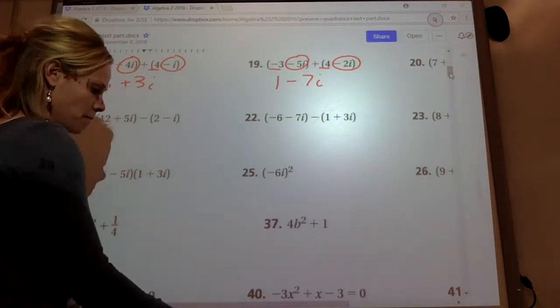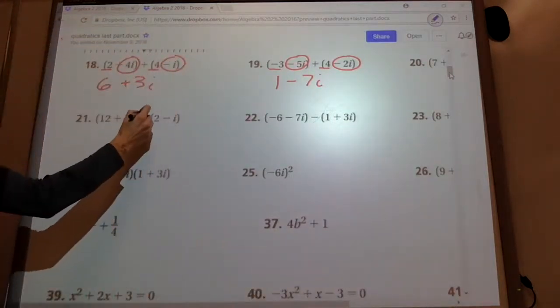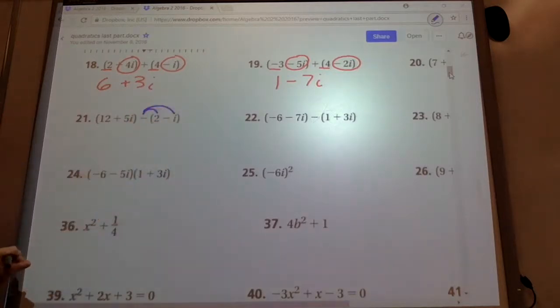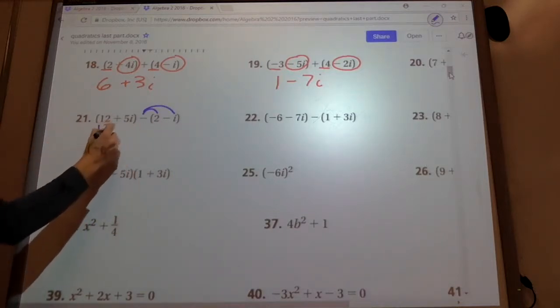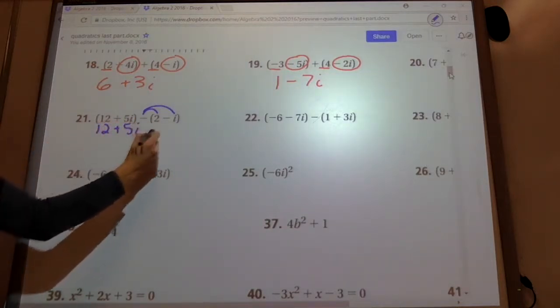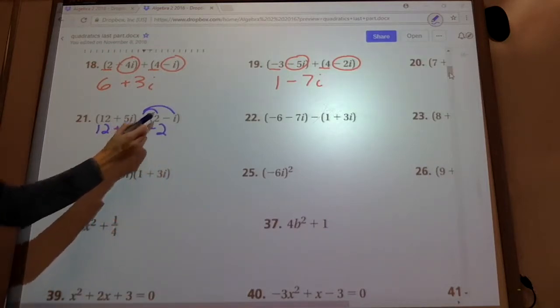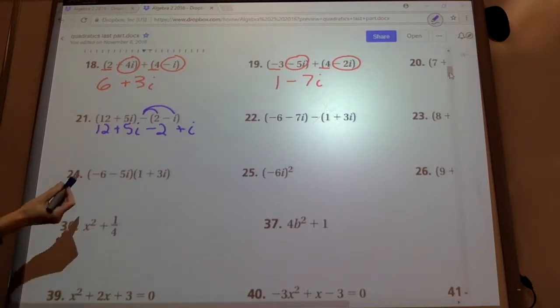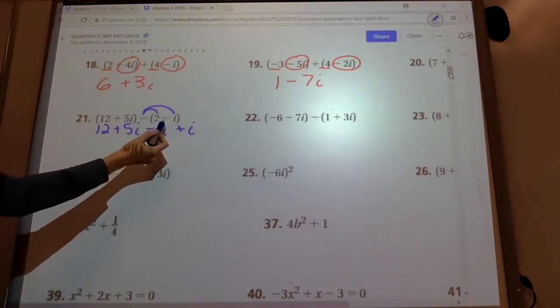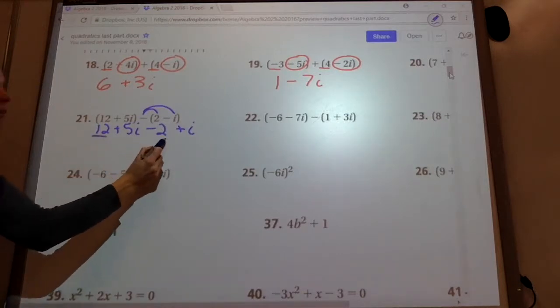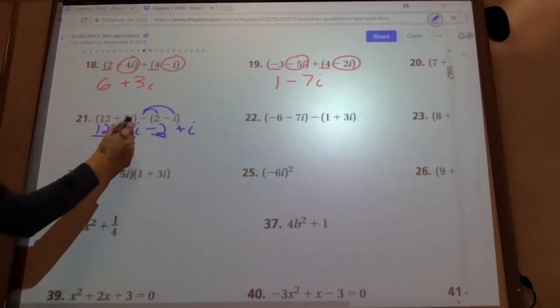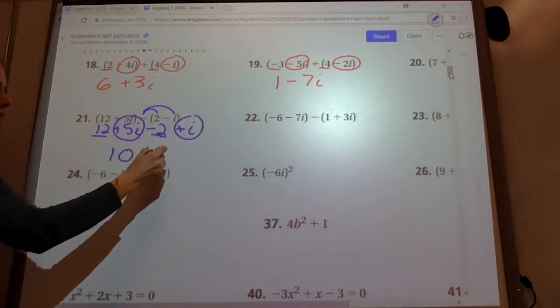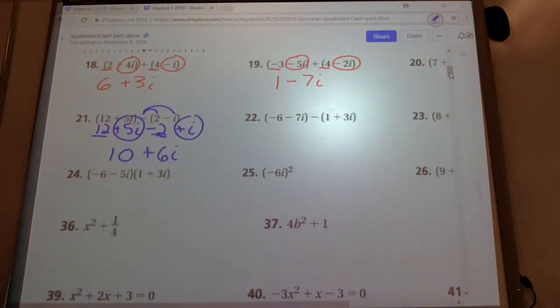Subtraction, you have to be careful because you're subtracting both terms. So when I'm subtracting a term, I like to carry that through first so I don't make mistakes, because I'm really subtracting the 2 and I'm subtracting the negative i, which becomes positive i. So do the subtraction to both first, and then you can say, okay, 12 minus 2 is 10. 5i plus i is 6i. Distribute that subtraction through first so you don't make that mistake.